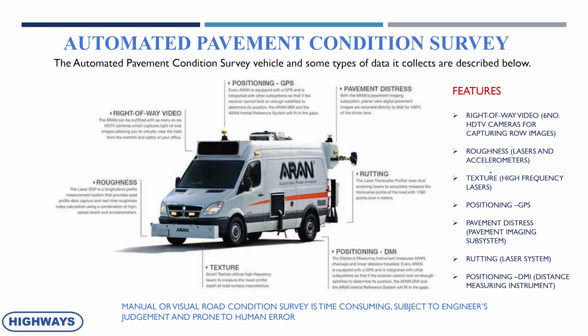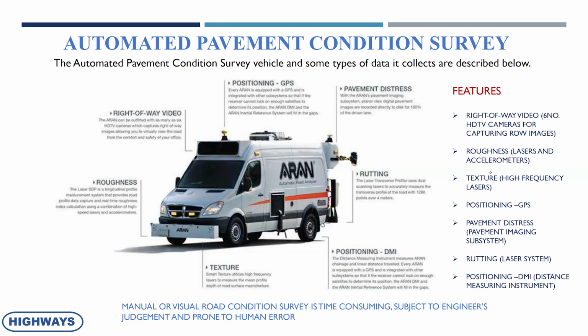So one vehicle can collect a lot of data at a go. And you don't need to stop. It moves at the traffic speed. And as it's moving, it's picking all this data. This vehicle has about 6 cameras fitted on it, and it captures all images in the right of way. It also does the roughness measurement using lasers. It also measures the texture, and then determines the position on the road at any particular point using a GPS system.